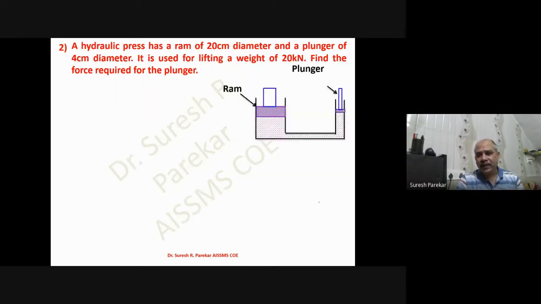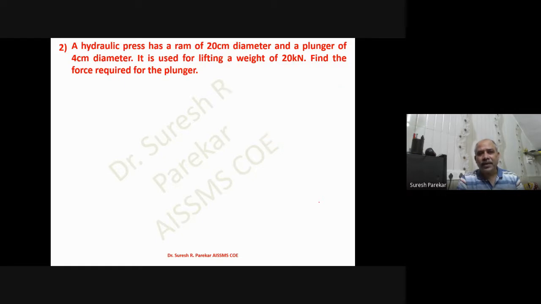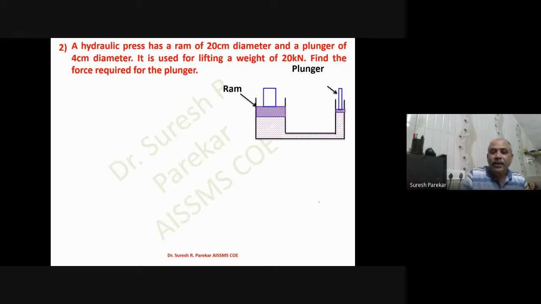Then we have the second one. We have a hydraulic press with a ram of 20 centimeter diameter and a plunger of 4 centimeter diameter. It is used for lifting a weight of 20 kilonewton. Find the force required for the plunger. Now we have the value of weight over here, which is 20 kilonewton, and we are interested to find out the force on this plunger.